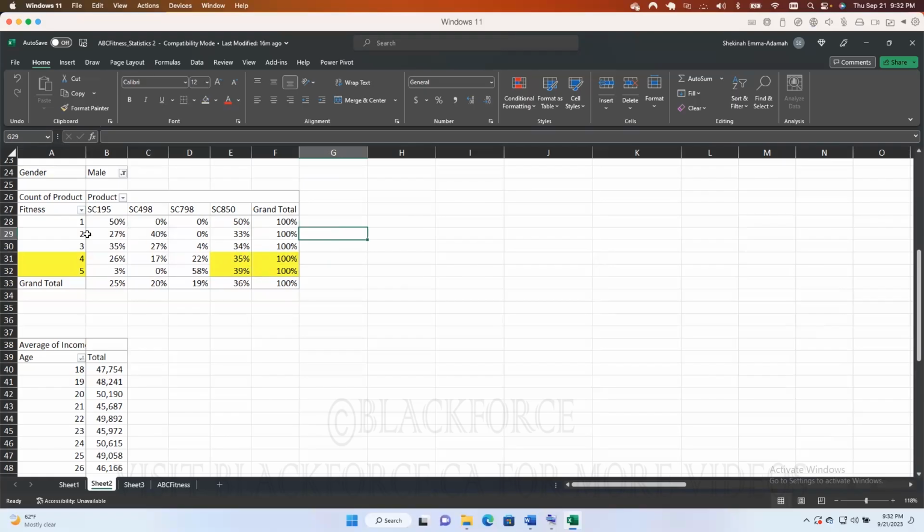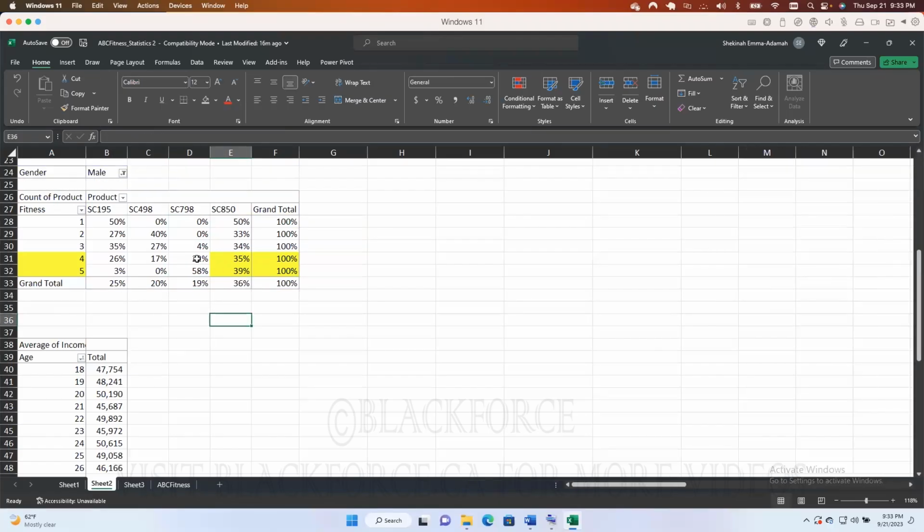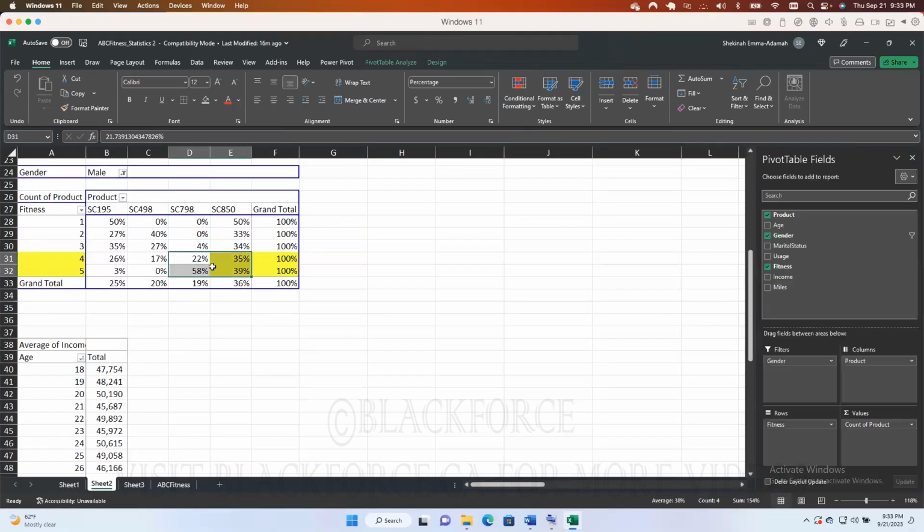Compared to that, among people that are not so fit, the SC195 and 498 products seem to be more popular. You see it? Although the SC850 seems to be quite popular across the board even, right? Just that it's, oh no, that's actually not accurate. Okay, you have these 3 products that are very popular among people that are very fit.